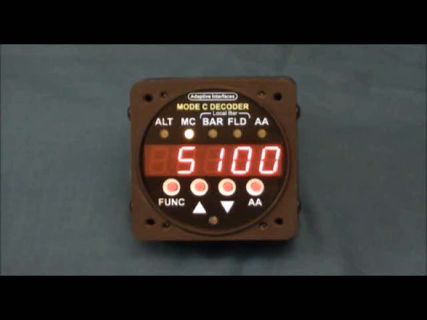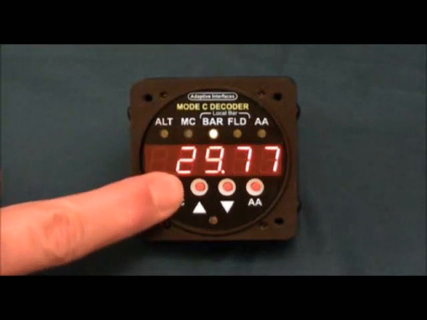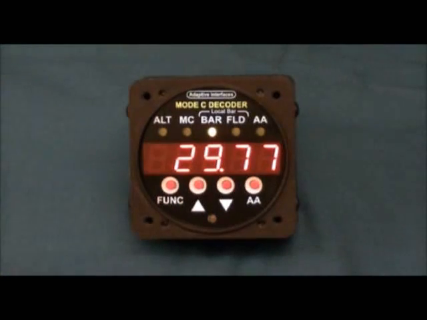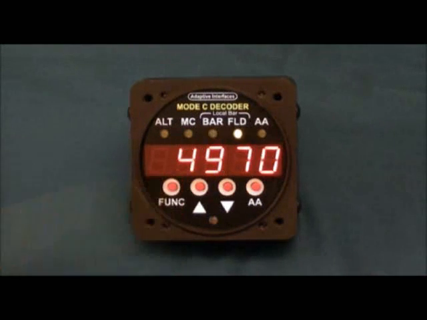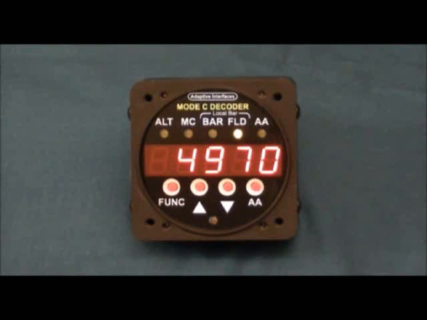So, like other altimeters, you can enter a barometer setting into the instrument, which is the next function. Right now we're at 29.77 inches of mercury. And we're also at an altitude of 4,970 feet. Again, the barometer can be set either with a known barometer setting or a known altitude.